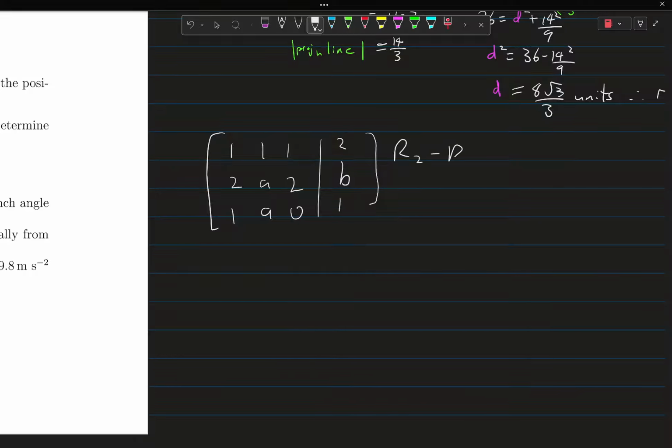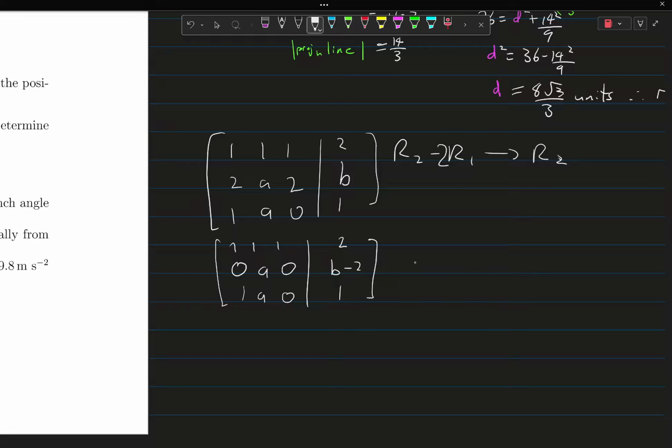But if we go row 2 minus 2 row 1, that's the new row 2: 1, 1, 1, 2. So we have 0, a, 0, and we have 1, a, 0, and we have 2, b minus 2, because then the a's go away. Oh, you're right.